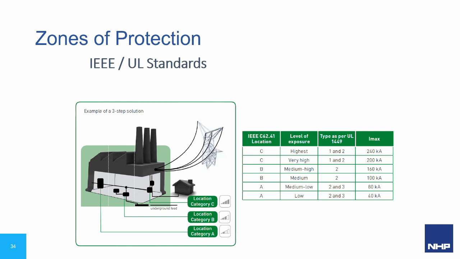Then there's the IEEE or UL standard, where they use location categories. Location category C refers to the service entrance, B is the distribution board, and A is the final subcircuit level. This standard does provide recommended ratings for the Imax of surge diverter. The higher the Imax for category C, the lower the Imax for category A.